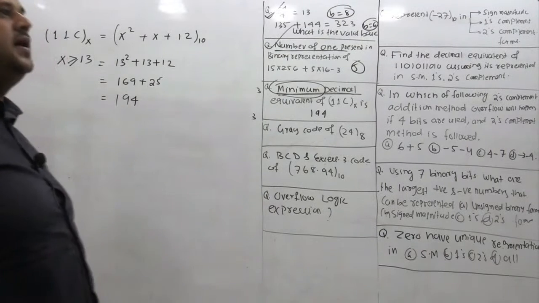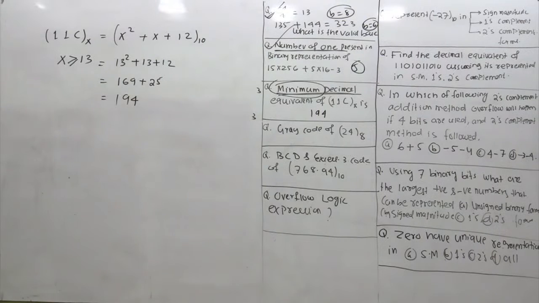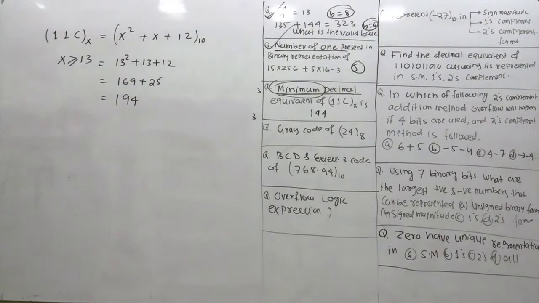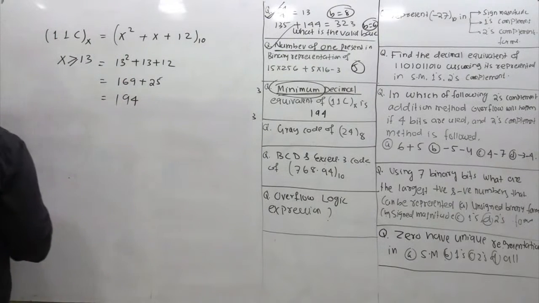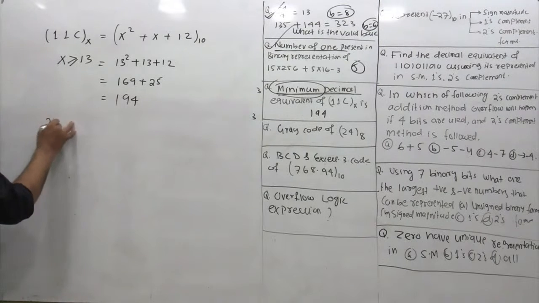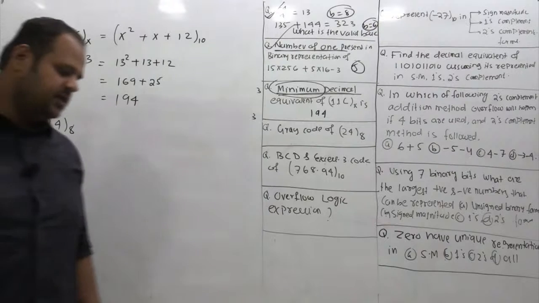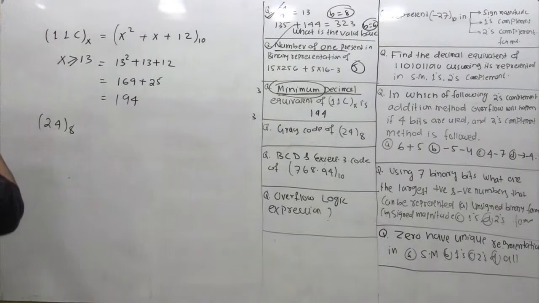Now let us find the gray code of the number 24, which is in base 8 format. So we are supposed to find the gray code of the number 24 whose base is 8. How do you get it? I hope you know this.